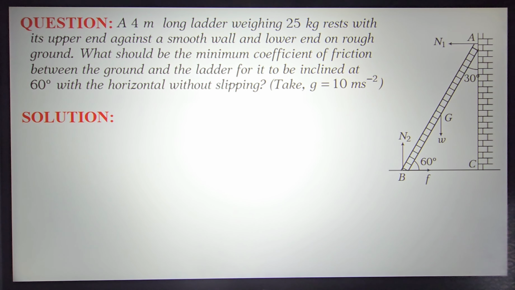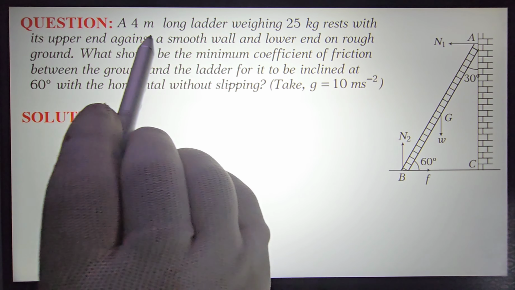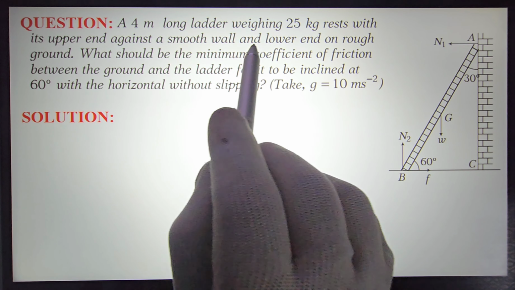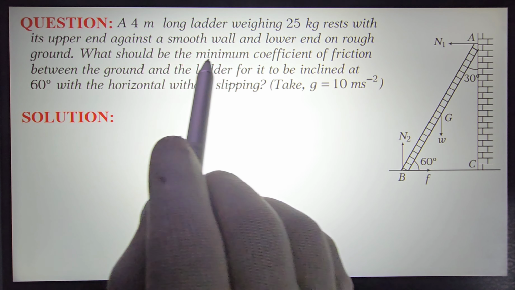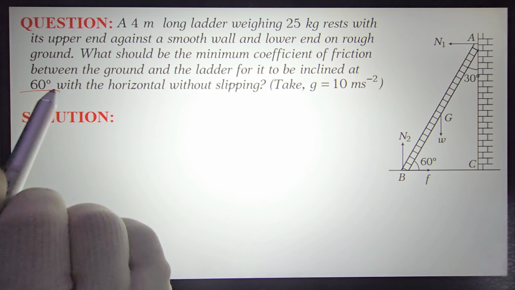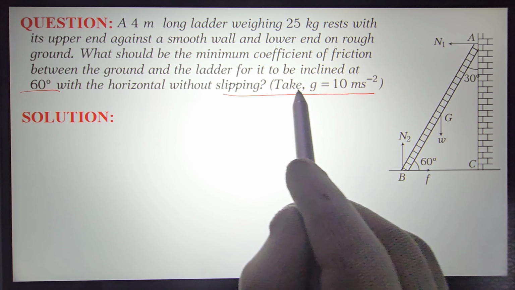Now next, another important problem, just discuss this question. A 4 meter long ladder weighing 25 kg rests with its upper end against a smooth wall and lower end on rough ground. What should be the minimum coefficient of friction between the ground and the ladder for it to be inclined at 60 degree with the horizontal without slipping? Take g equal to 10 meter per second square.